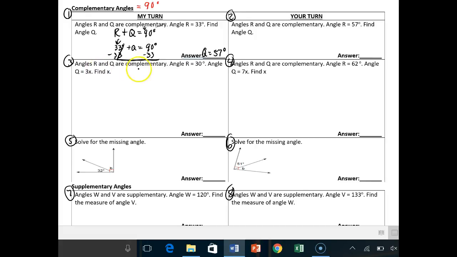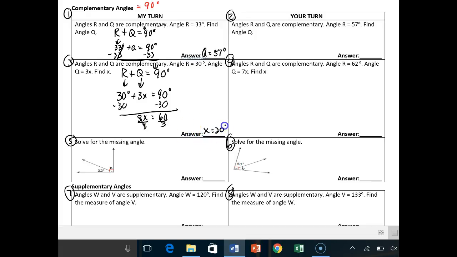All right, angles R and Q are complementary again, so we know they add up to 90 degrees, right? Angle R is 30 degrees and angle Q is 3x. Find x, okay? So they want us to solve for x. So R plus Q we know equals 90 degrees because it said it was complementary, right? R they gave us was 30 degrees. Q they gave us was 3x. And we know they add up to 90 degrees. So what do we have? We just have a two-step equation. So subtract 30 from both sides. We get 3x is equal to 60. We divide by 3, and x is equal to 20.